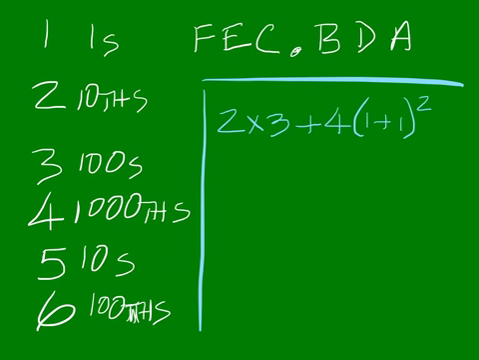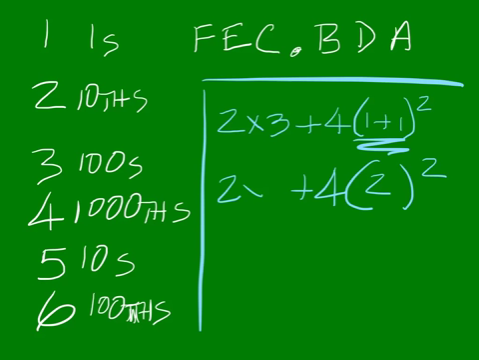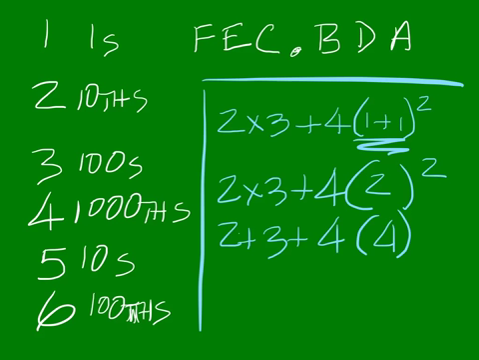You must go in the parentheses first. Inside the parentheses, you have 1 plus 1, which is 2. And keep everything else where it's at. 2 squared is 4. Keep everything else where it's at. This is times. 2 times 3 is 6, and 4 times 4 is 16. Add them together.